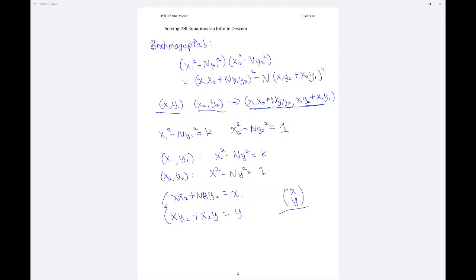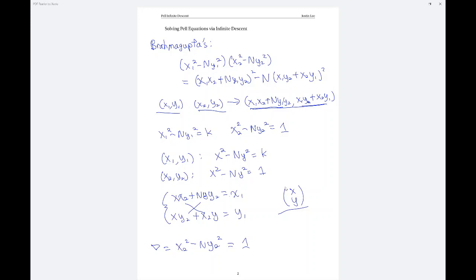And of course, we know that whatever solution there is to this system has got to be rational. x and y must both be rational. It's not immediately clear though that x, y are both integers, and we can actually see why they are. If you apply Cramer's rule, look at the determinant of the system of equations. That would be x2 squared minus n times y2 squared, which equals 1 by our construction of x2 and y2. So this means that if you apply Brahmagupta's in reverse, you'll always get an integer solution.